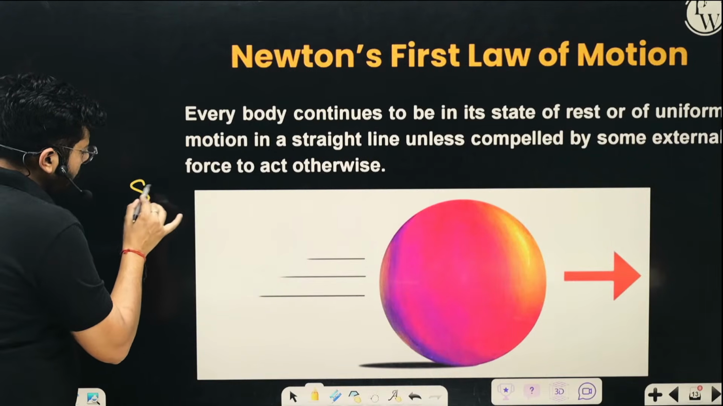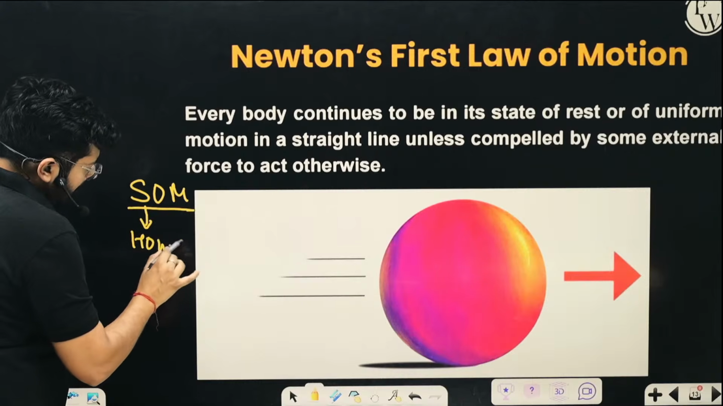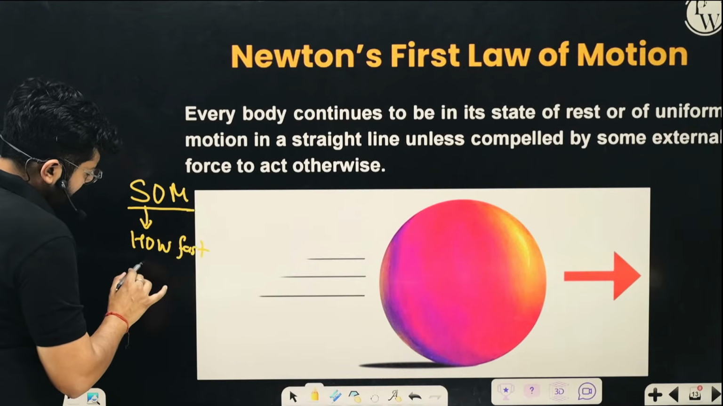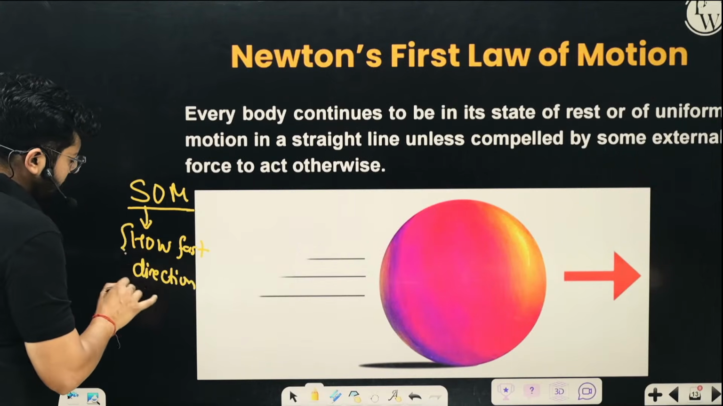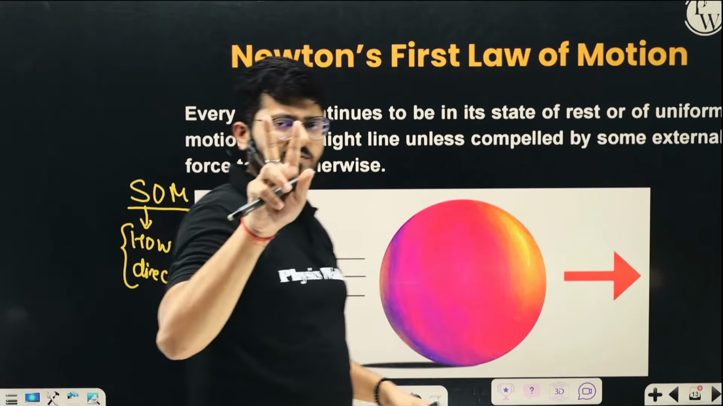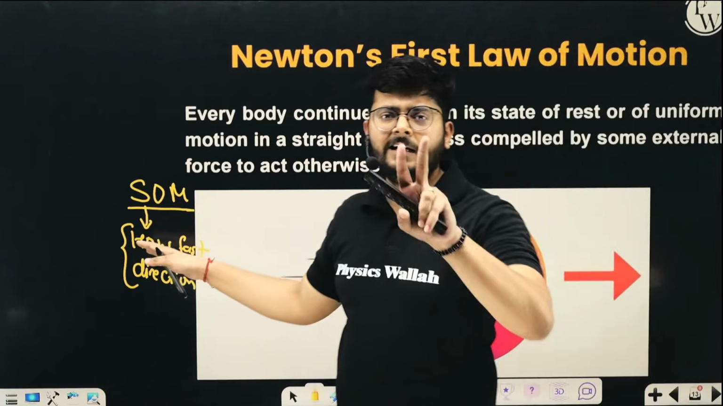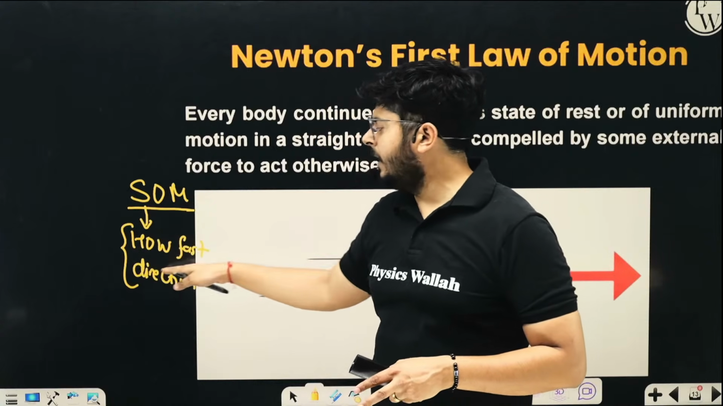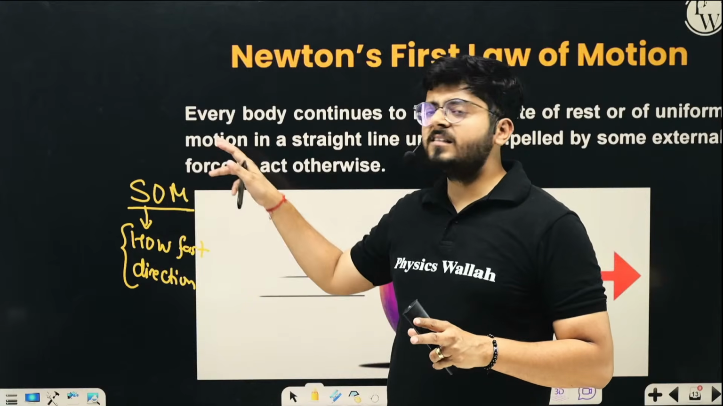The state of motion, that means how fast the body is moving and in which direction it is moving, right? When I use the word state of motion, I'm using two things in one sentence. What is the state of motion of this body? You have to tell two things: how fast the body is moving and in which direction it is moving. Changing the state of motion always requires a force.